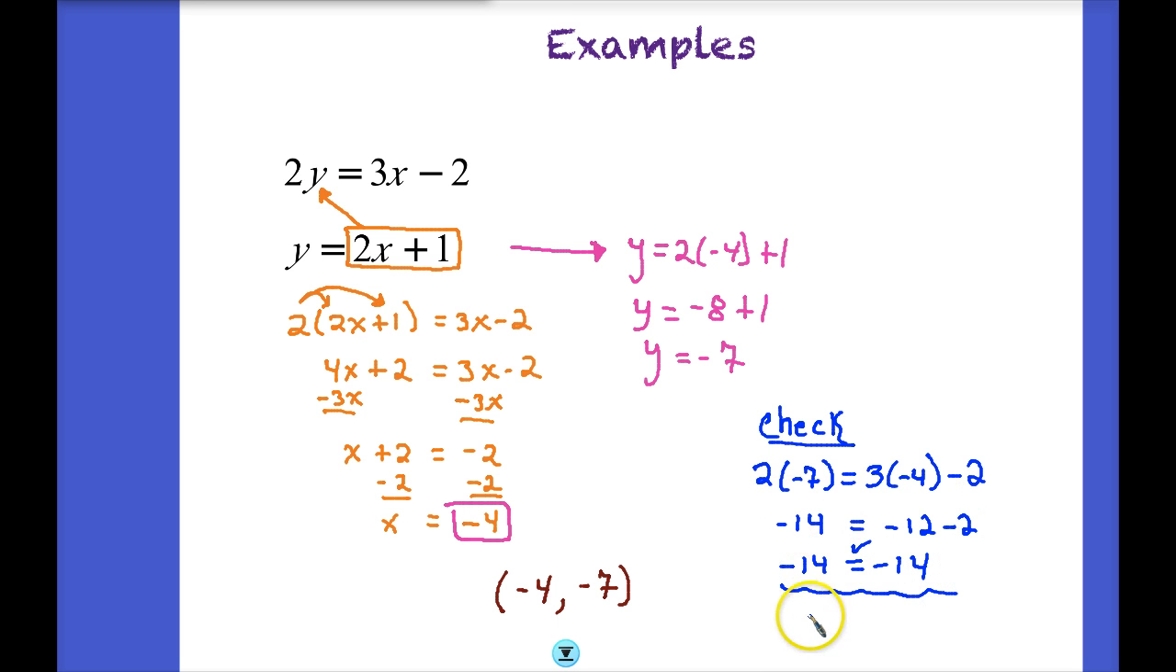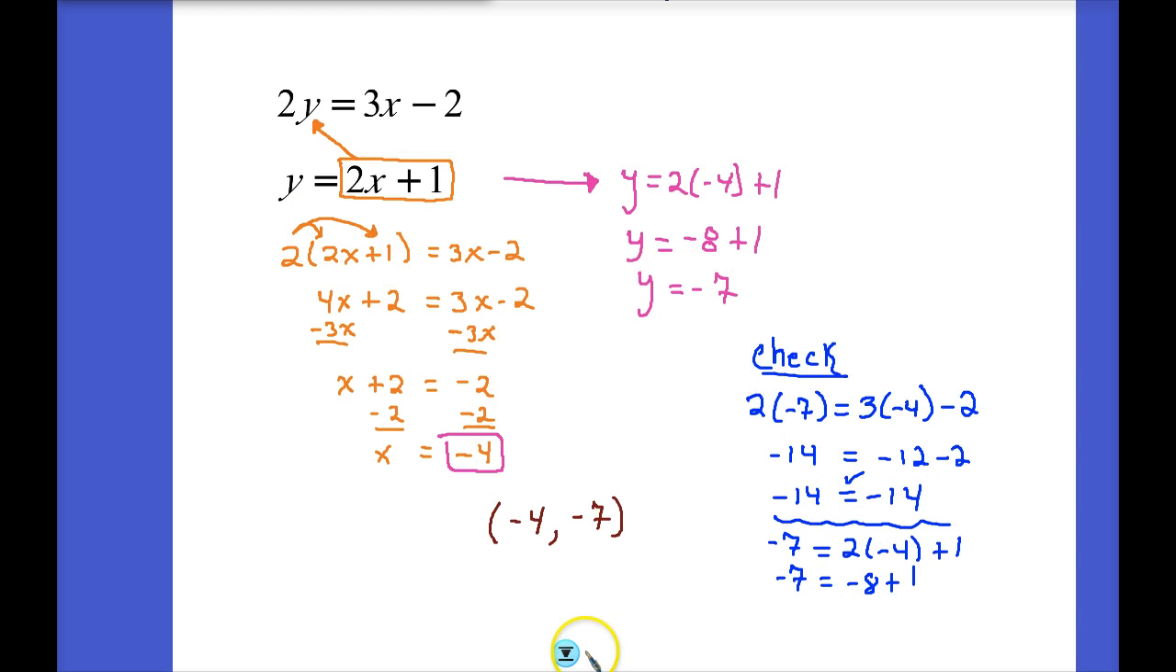In my second equation, I have negative 7 on the left in place of y, and then I will put in a negative 4 in place of x. So hopefully we have negative 7 equals negative 8 plus 1. And if we scroll down a little bit here, we will see that negative 7 does in fact equal negative 7. That one checks out as well.